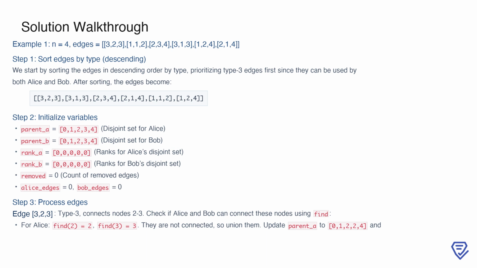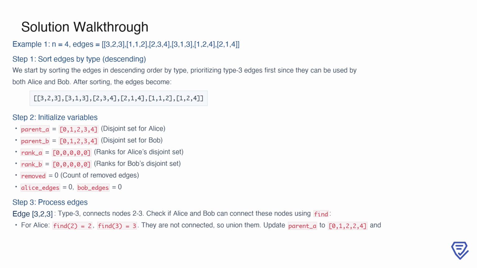To solve this problem, we begin with a graph that has 4 nodes and 6 edges as shown in the example. The first step is to sort the edges by type in descending order. This means we prioritize type 3 edges, which can be used by both Alice and Bob, followed by type 2 edges for Bob, and type 1 edges for Alice. After sorting, the edges are organized as [3,2,3], [3,1,3], [2,3,4], [2,1,4], [1,1,2], [1,2,4].